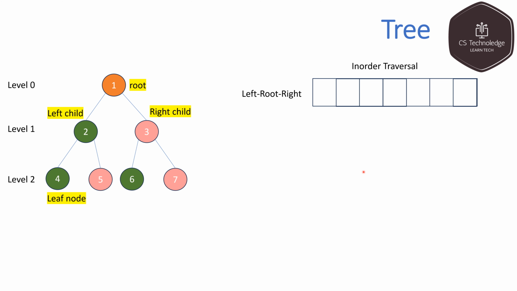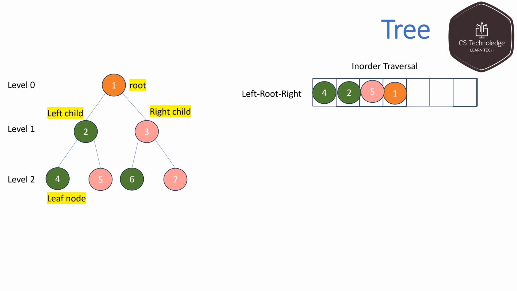So to begin with, the first will be the fourth node, then we have to visit the root, which is second, then we have to visit the right node, which is 5. By this, the entire left portion is completed, right? So now we have to visit the root node, which is 1.